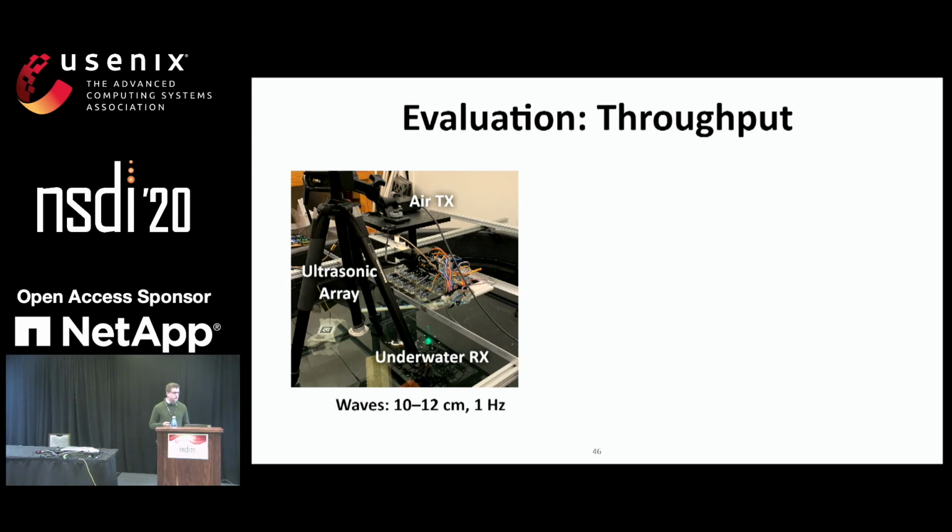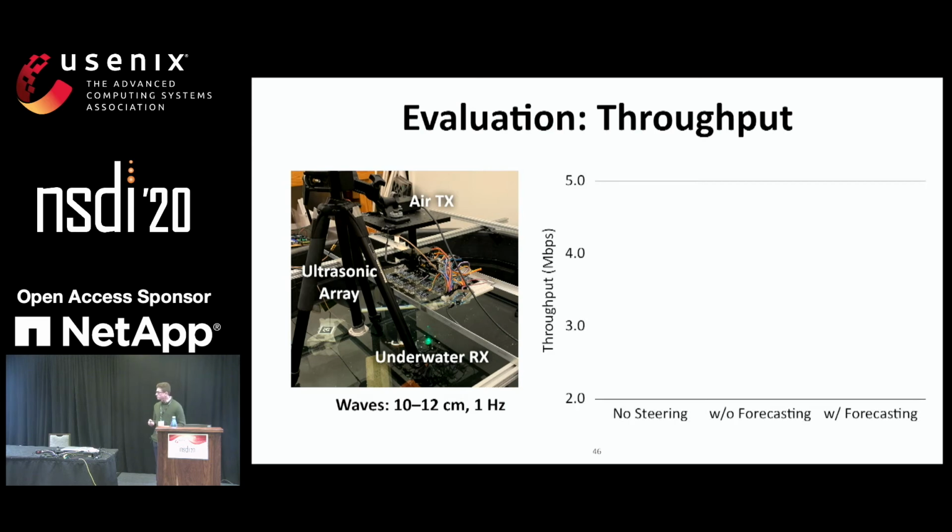So we took our link and set it up in this tank here. We have our transmitter and our sensing array in the air and our receiver underwater. We generated waves that were about 10 to 12 centimeters in peak-to-peak amplitude and approximately 1 hertz. Next, we wanted to compare 3 different methods. No sensing, aka we're just steering straight down and the waves move throughout the scene, then without our forecasting method, and then with our forecasting method.